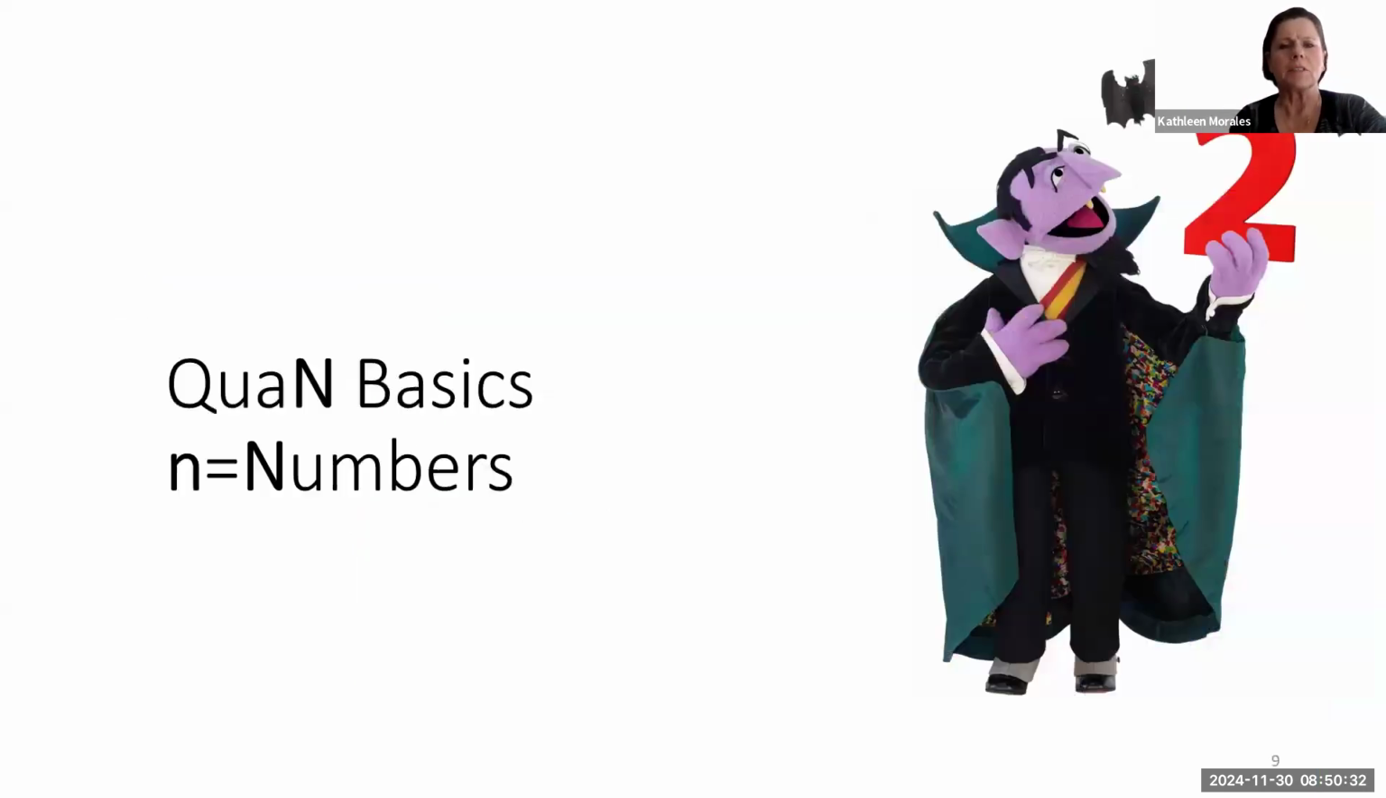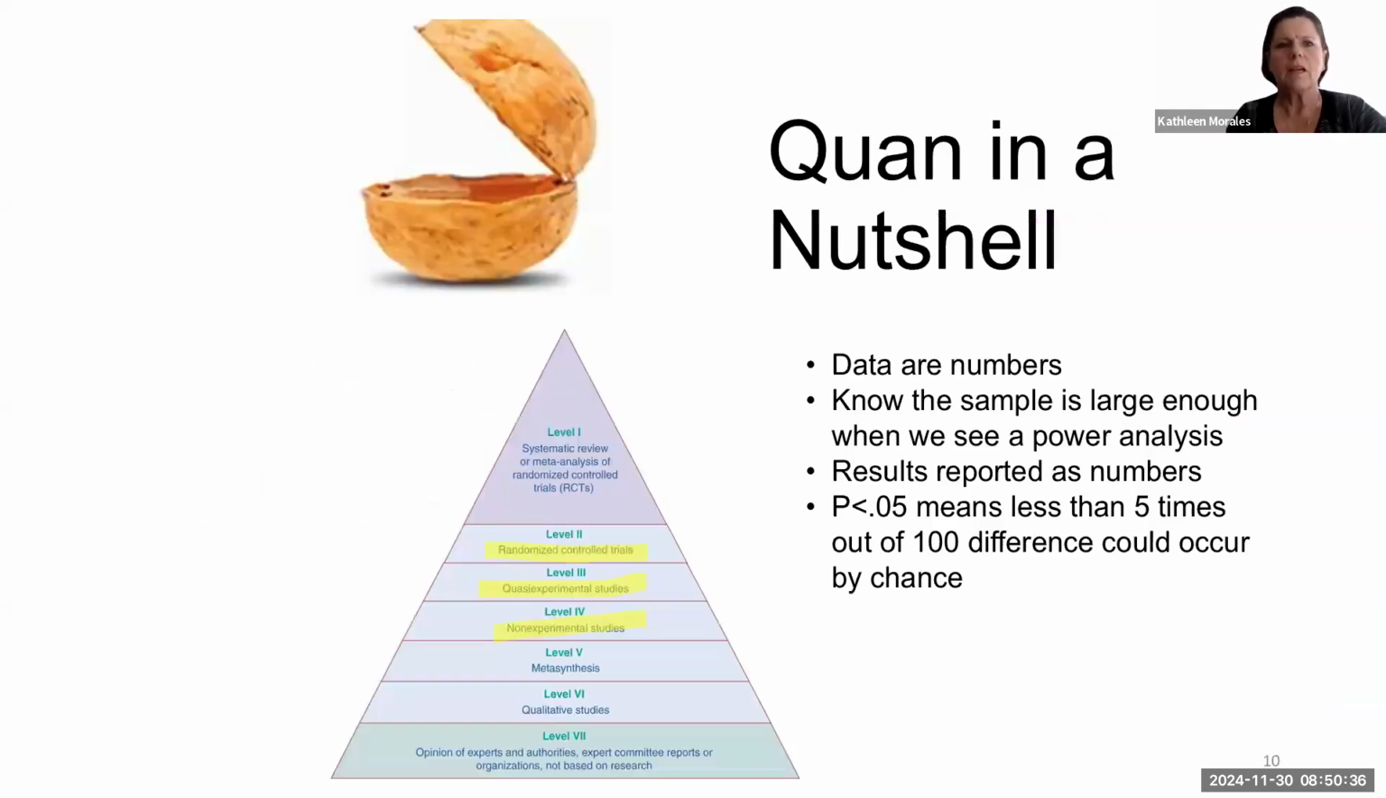Quantitative, think numbers. If it had a mascot, it'd be the Count from Sesame Street. The data are numbers. We know our sample's large enough when we've conducted a power analysis. The results are reported as numbers, and we look for statistical significance, meaning a p of less than 0.05. Less than 5 times out of 100 could this have occurred simply by chance.